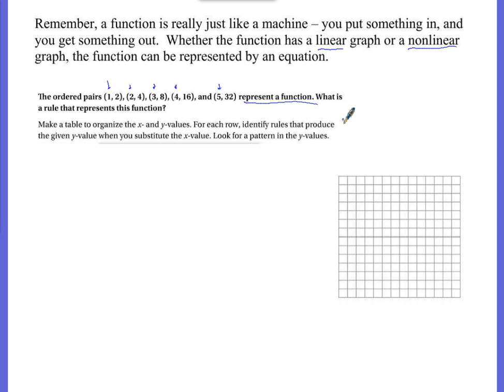Okay? So it says make a table to organize the x and y values. For each row, identify rules that produce the given y value when you substitute the x value in, and then look for the pattern in the y values. So you can decide what the rule is going to be. So let's make this table. We have x, we have y. We have 1, 2, and then 2, 4, and then 3, 8, and then 4, 16, and then 5, 32.